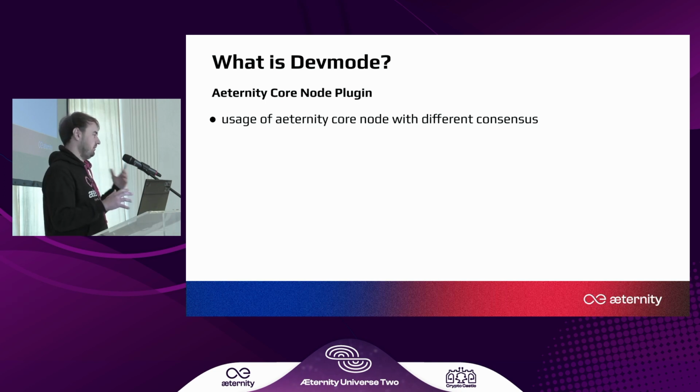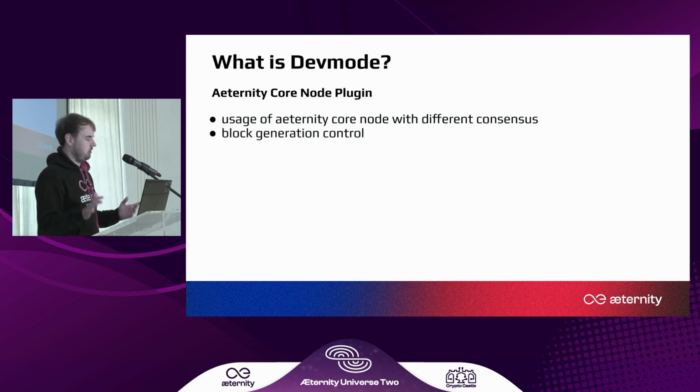And what it allows is the usage of the Eternity core node with a different consensus protocol. Basically, in the Eternity core node, the consensus is you have to mine blocks to be a proper blockchain, right? And have miners somewhere and proof of work and all of this stuff. In Devmode, we want to be the authority of what happens with our chain. So I want to say, please give me the next block, and it has to happen as soon as possible.